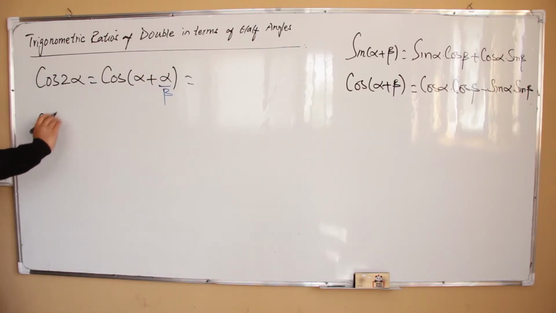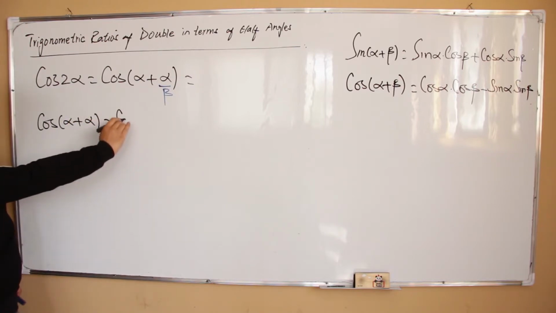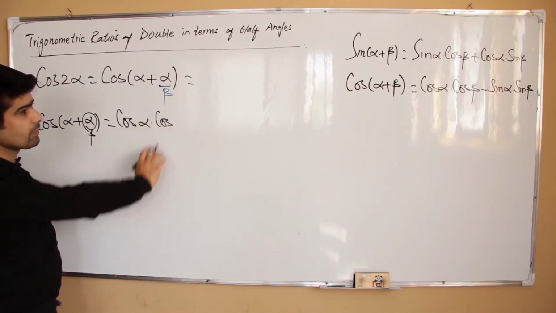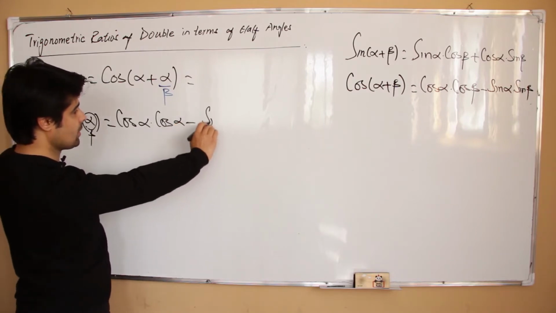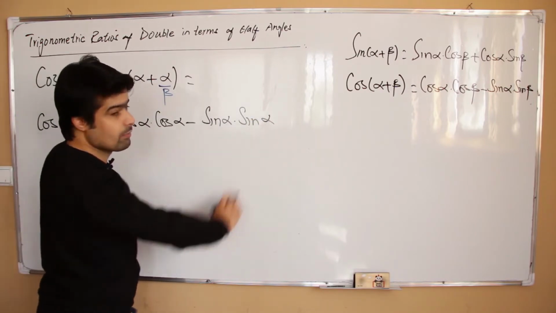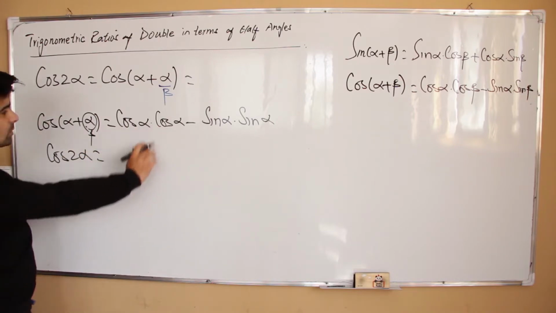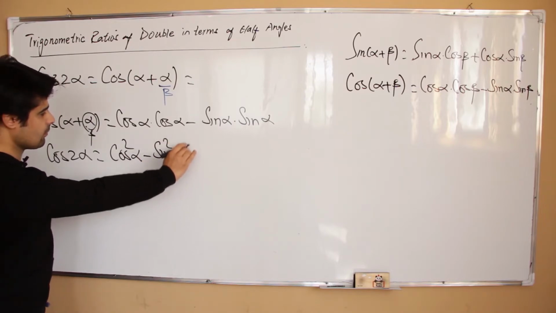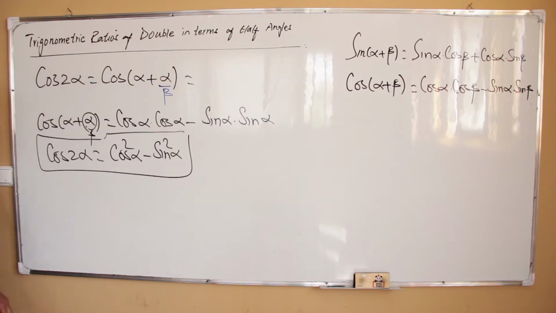Now cosine of alpha plus alpha is cosine of alpha, this is beta, times cosine of, instead of beta we can put once again alpha. Am I right? Minus sine of alpha times sine of, instead of beta once again alpha. So cosine of alpha plus alpha is cosine square of alpha minus sine square of alpha. This is the formula that we found for cosine of 2 alpha.